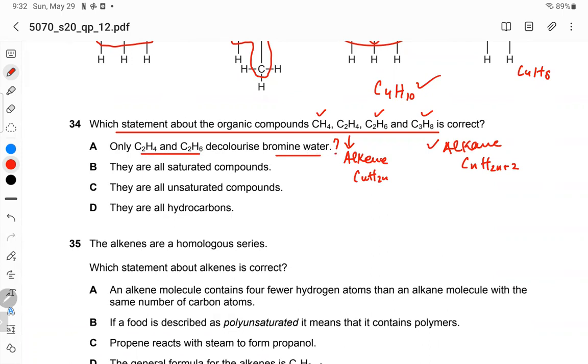No, sir, it's not. Because C2H6 is saturated. Yes, it's an alkane, so it cannot decolorise bromine water. They all are saturated compounds. Is this statement correct? No, sir, it is also wrong. They are all unsaturated compounds. Is this statement correct? No, sir. They all are hydrocarbons. Yes, this statement is correct. So D is our correct answer.